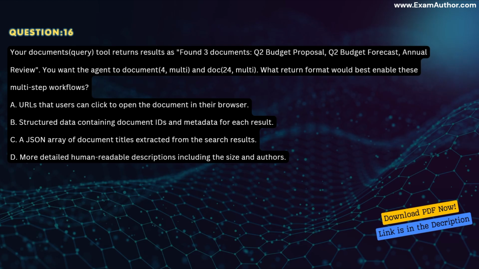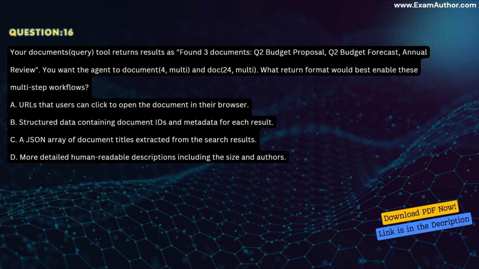A. URLs that users can click to open the document in their browser. B. Structured data containing document IDs and metadata for each result. C. A JSON array of document titles extracted from the search results. D. More detailed human-readable descriptions including the size and authors.